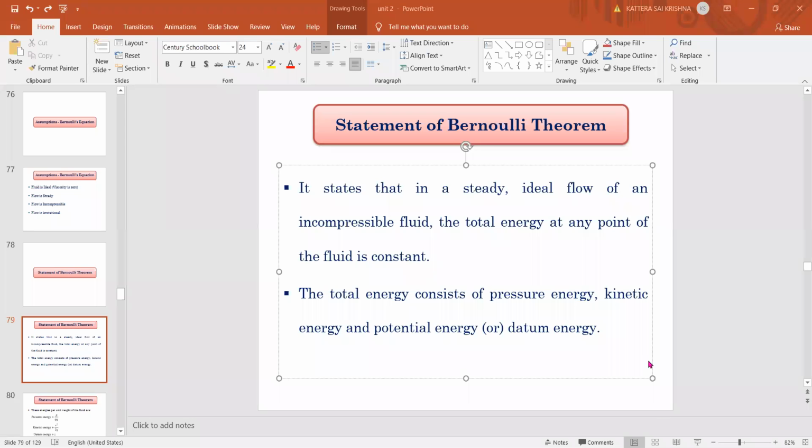Just take this statement of Bernoulli's equation, Bernoulli's theorem.